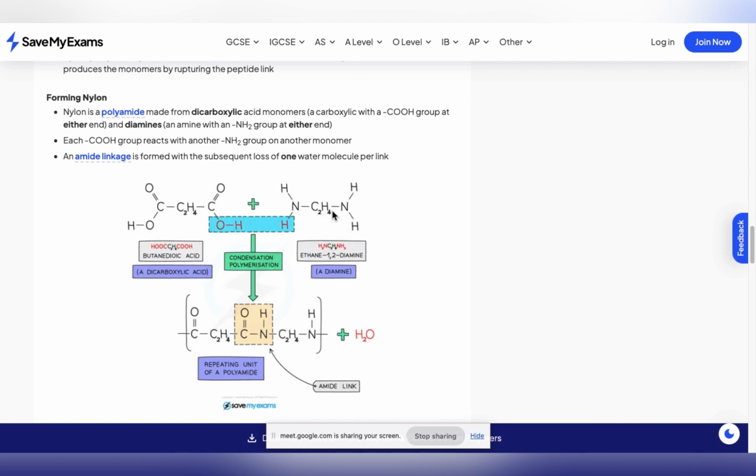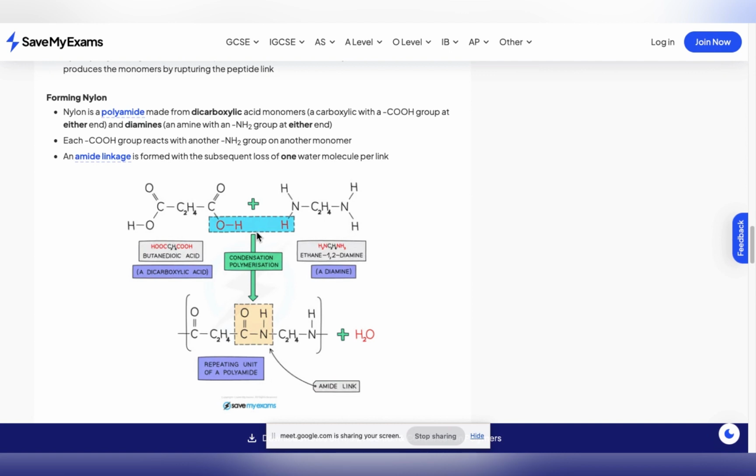Now it reacts with what? It reacts with the amine, the one we wrote just now. When this happens, we take the OH in the acid and one H in the amine to form water, H2O. This process is condensation polymerization.